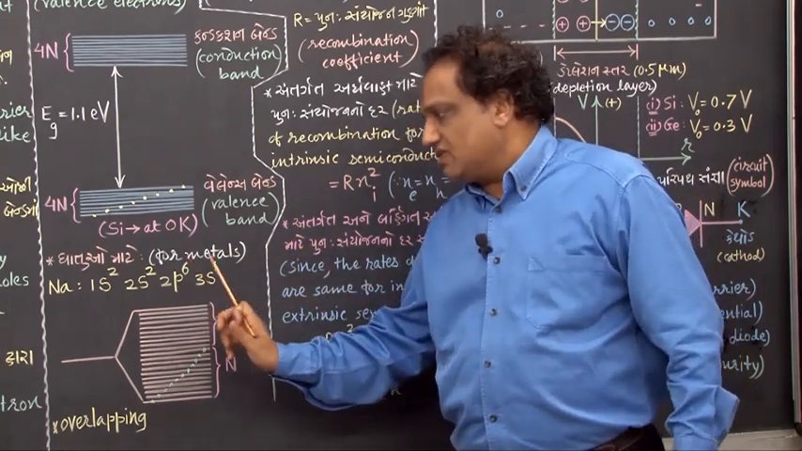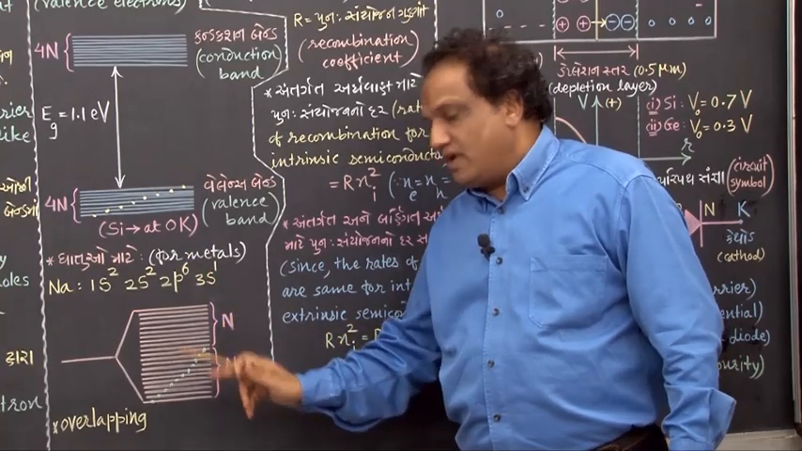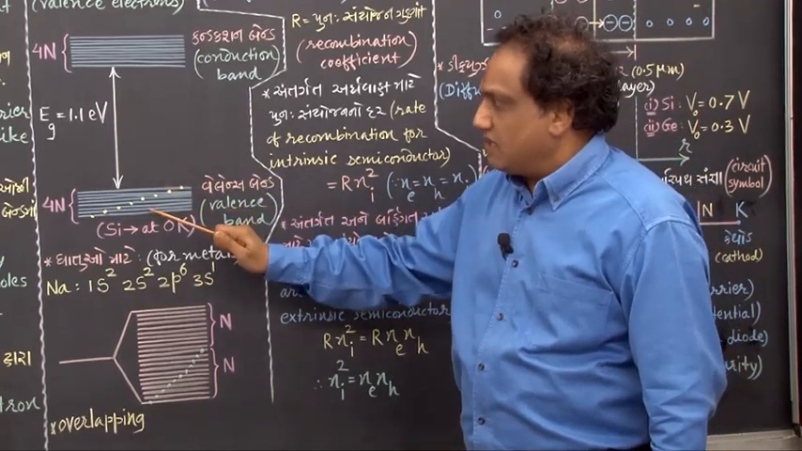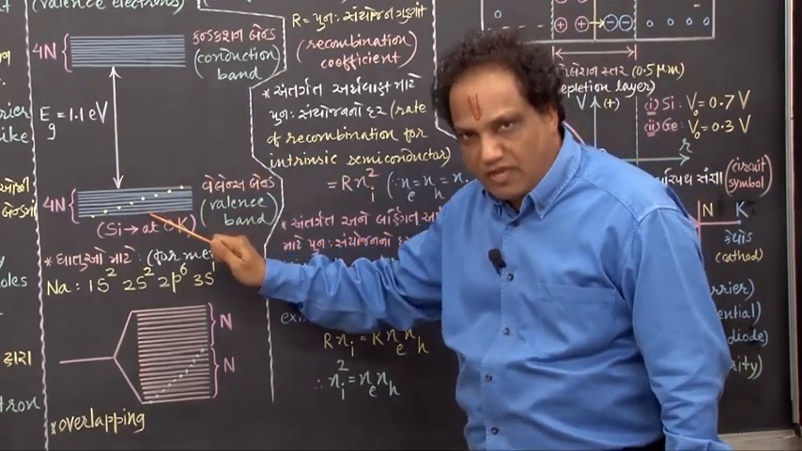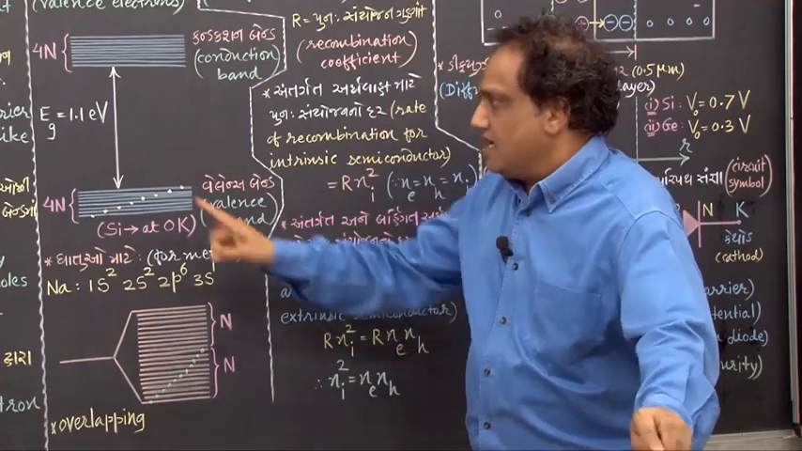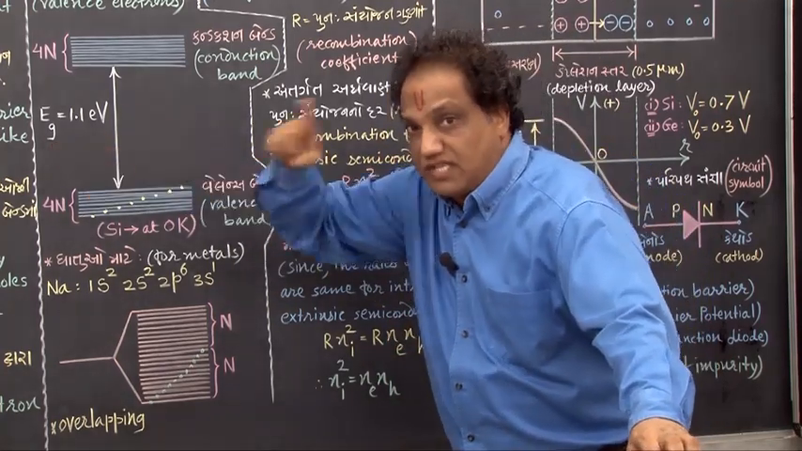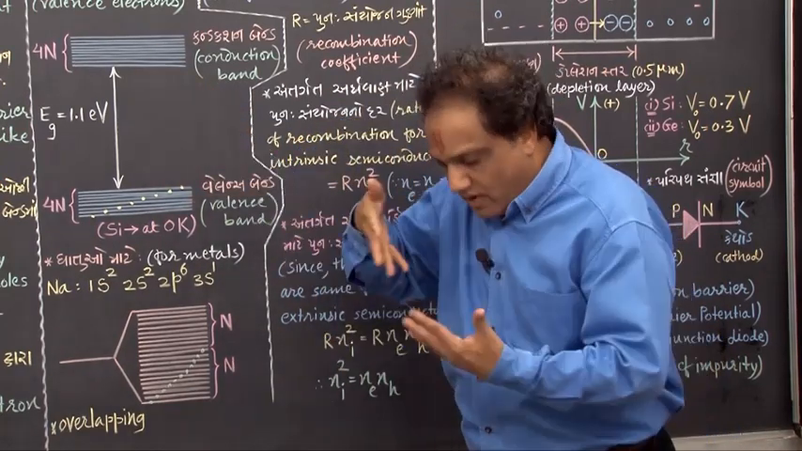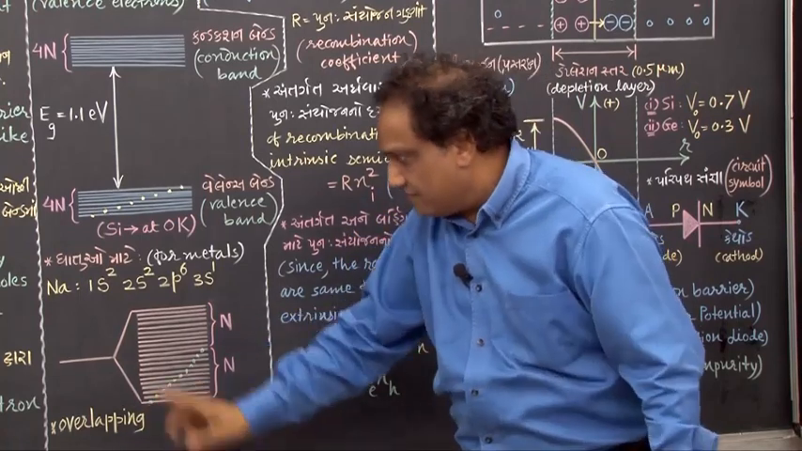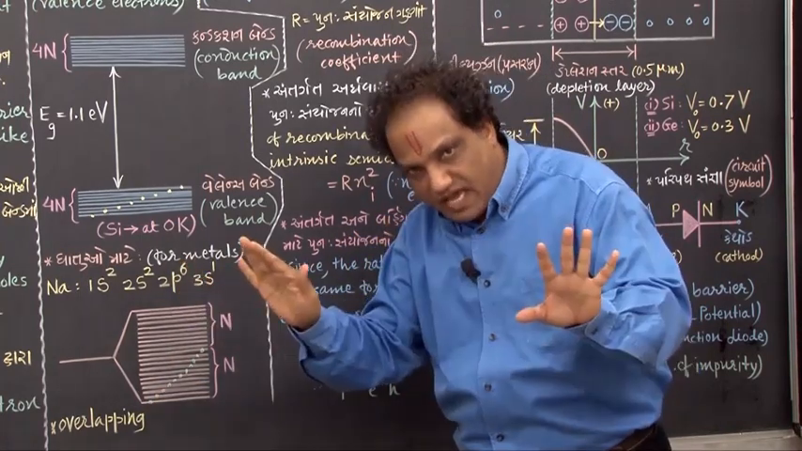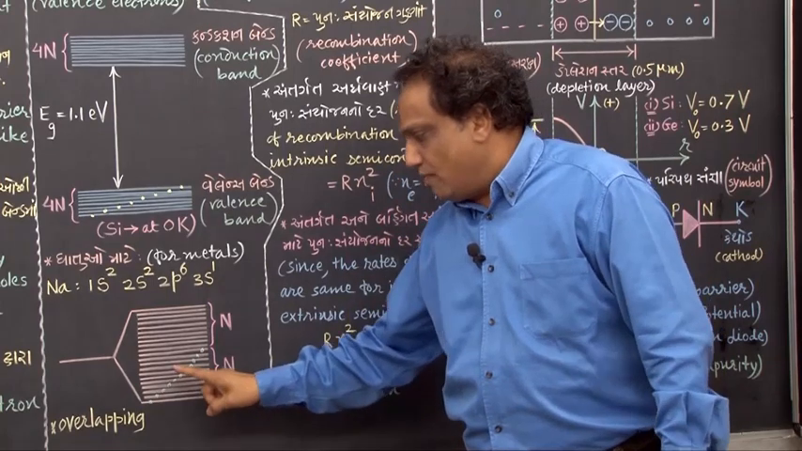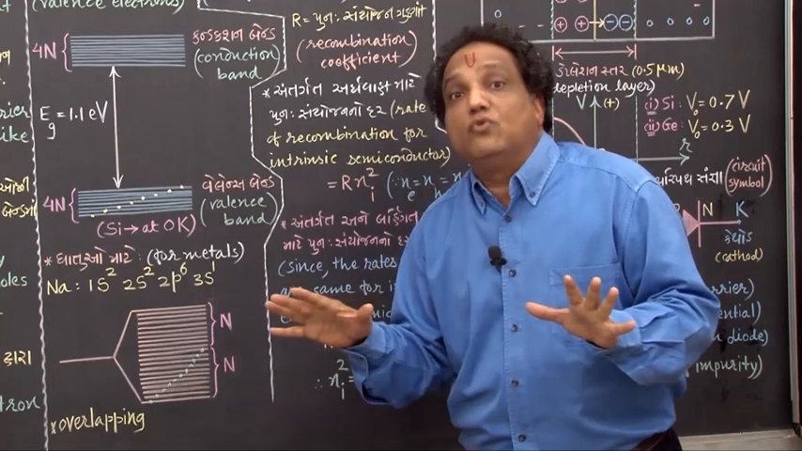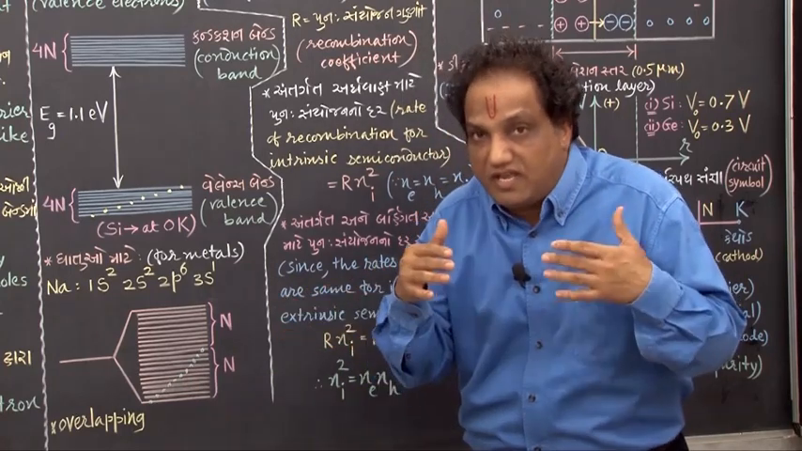But in the case of metals, remember, there is no forbidden gap. There is no separation between conduction band and valence band. There is no gap. So you can say this energy gap for metals has become zero. In some of the metals, these two bands are overlapping. So in metals, remember, there is no energy gap. That's why just to migrate from one energy level to another energy level, electrons will not have to make any transition, will not require any energy.